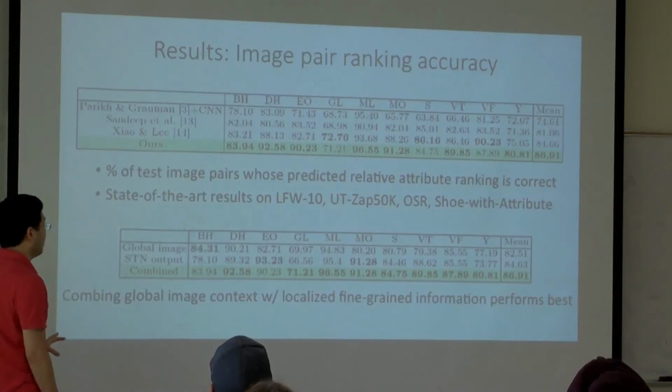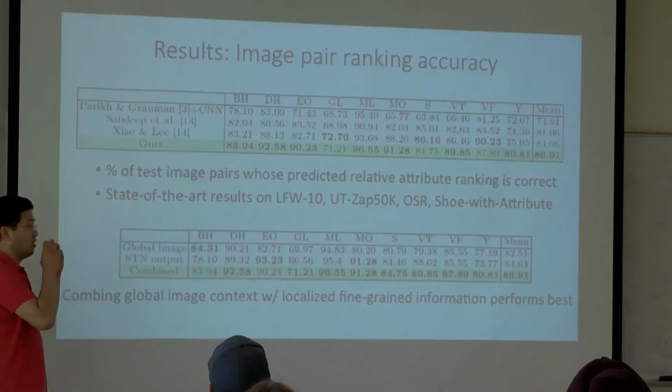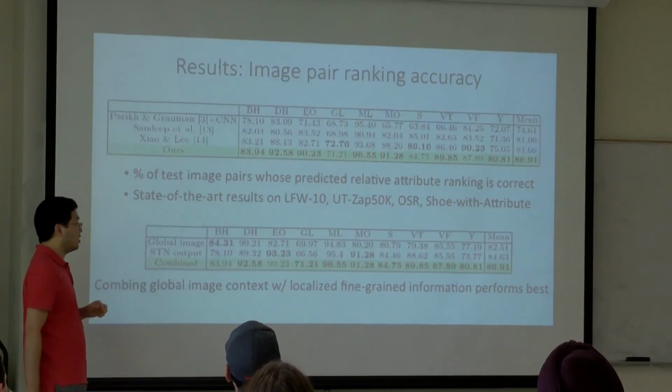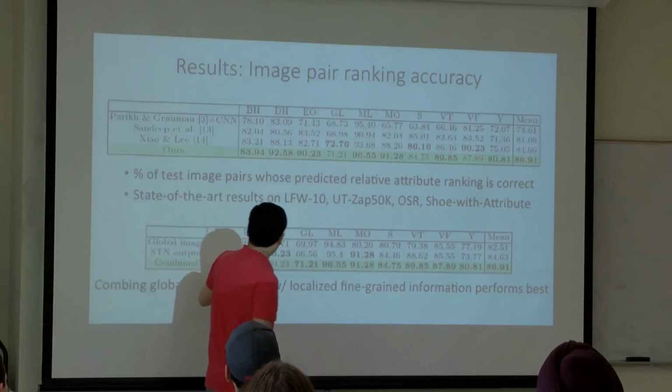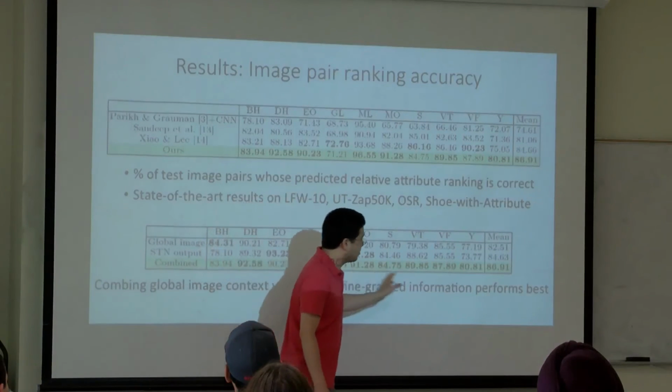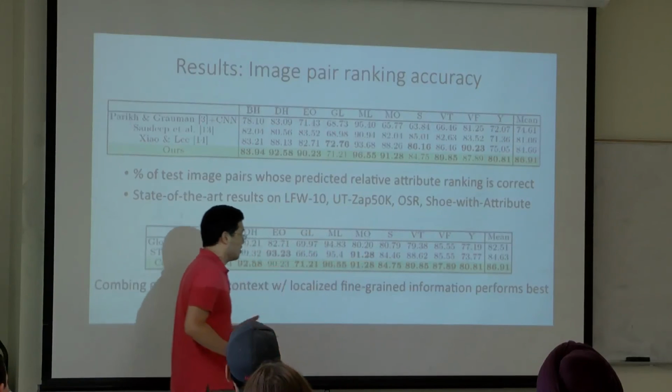And this table is just showing whether you need to combine the localized part with the global part, the whole image, to produce an accurate ranking. So overall, there are some instances where one is doing better than the other, but in most cases, combining the two gives the best performance.